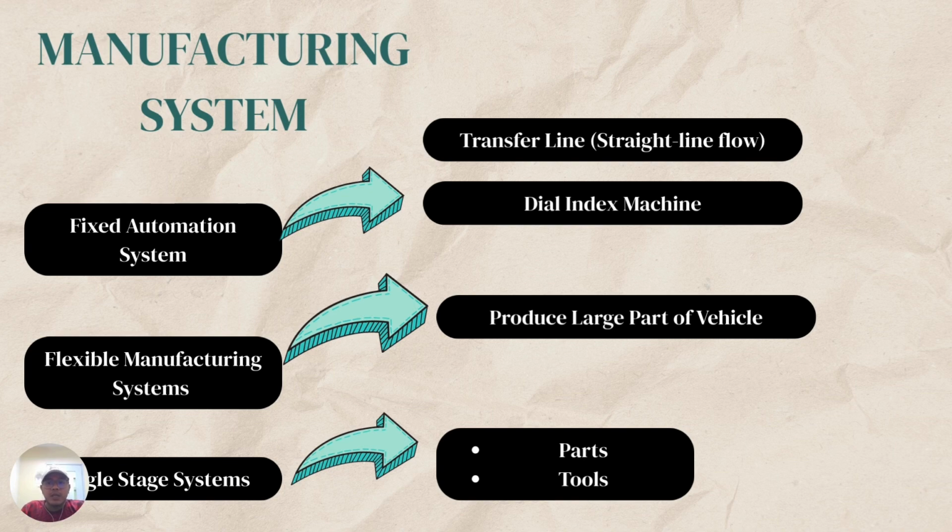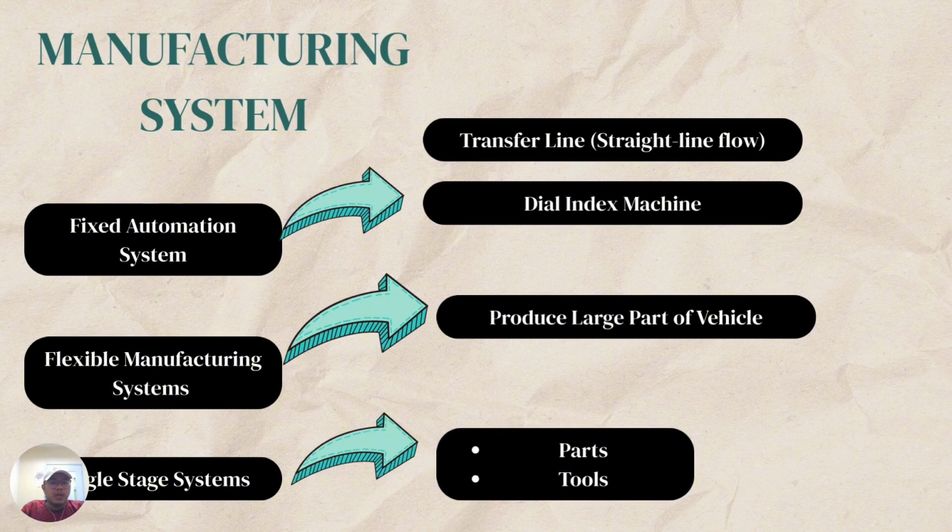So the last one is the single stage system. This system is focused on producing specific parts like engine, gearbox, radiator, and anything else. It is a simpler approach and it can be quite effective when only one or two parts need to be produced.